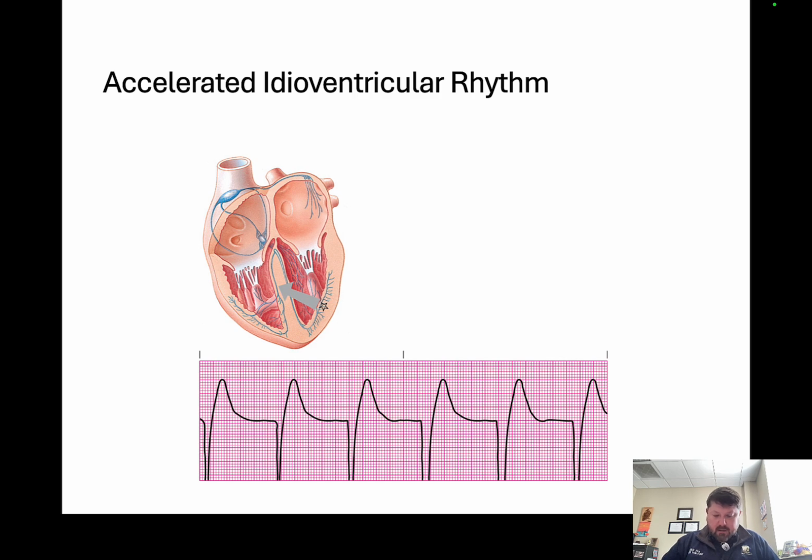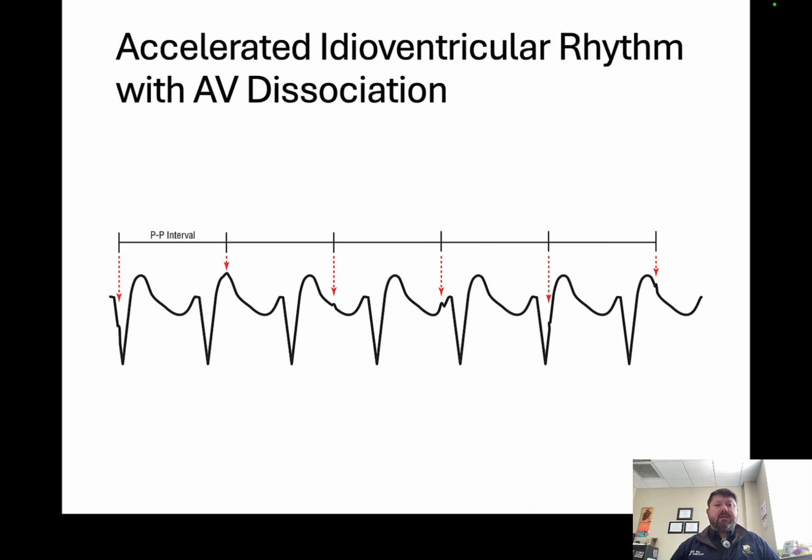You've got a rate of 60, but you've got a wide complex ventricular rhythm, and although we can't say for sure, this is just showing an example of an individual ectopic pacer that has increased in automaticity. Sometimes you can have an accelerated idioventricular rhythm with AV dissociation, and in that case you're going to see the appearance of P waves, and you may even see a regular underlying P wave, but there's not going to be any type of capture.